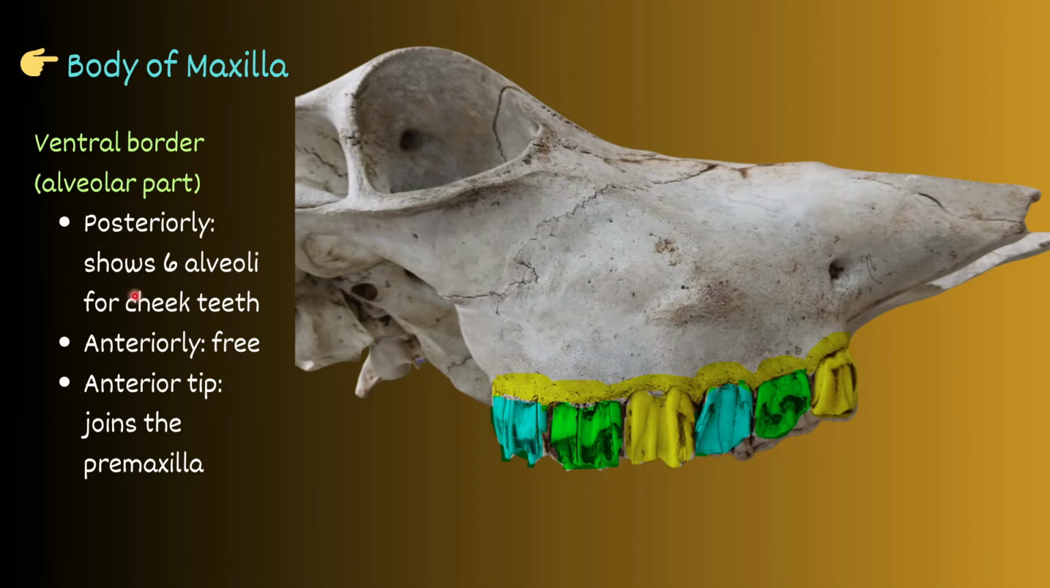Posteriorly you will find 6 alveoli for the cheek teeth. 1, 2, 3, 4, 5, 6. You will find 6 alveoli, sockets for your cheek teeth. The anterior tip is free. So this is the anterior tip, it is free. It joins with the premaxilla.